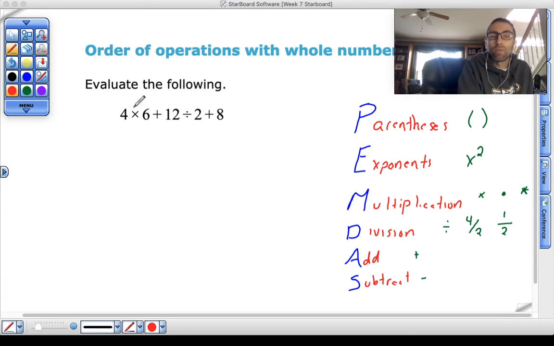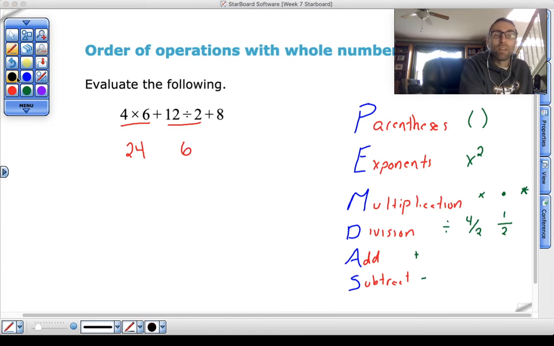So going from left to right, I have 4 times 6. I can do the multiplication here. Addition, I have division, so it means I need to do the 12 divided by 2. And then I have addition. So let's start with doing all the multiplication division from left to right. 4 times 6, you should get an answer of 24. 12 divided by 2, you should get an answer of 6.